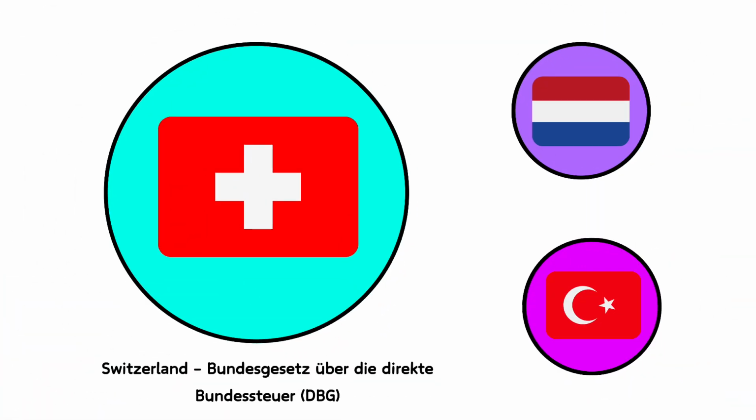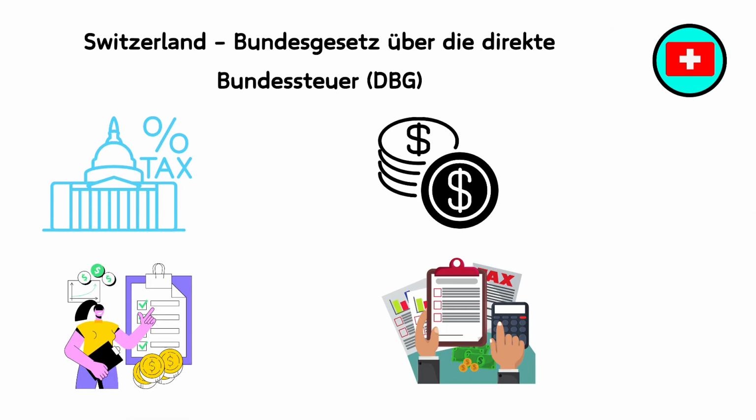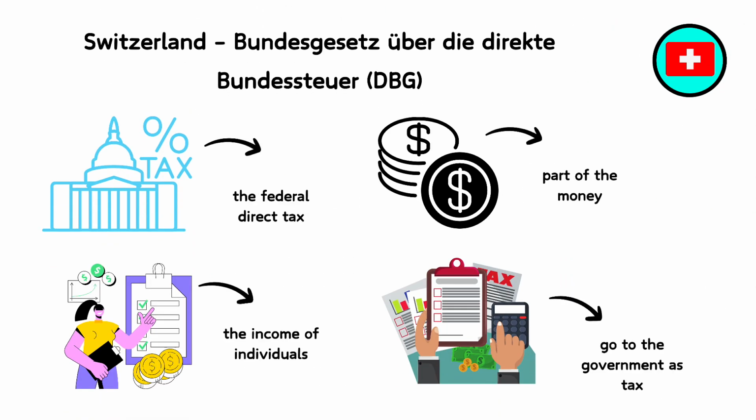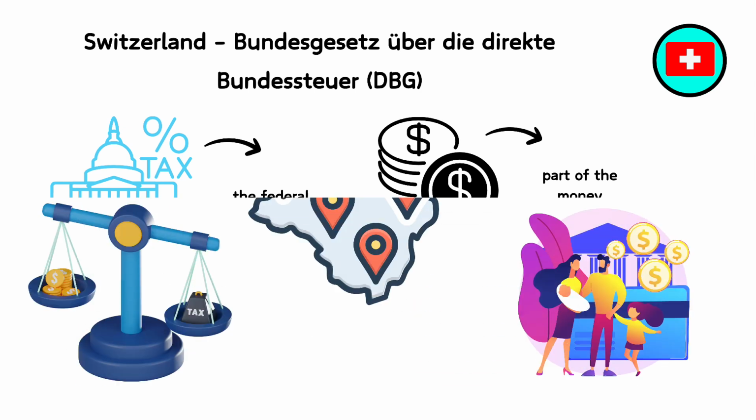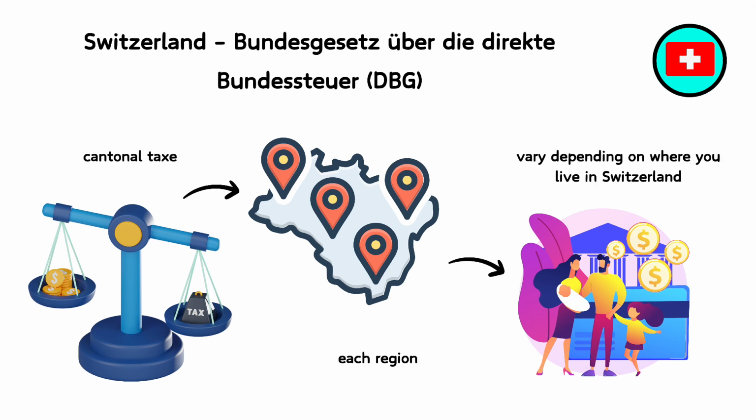Switzerland, Bundesgesetz über die direkte Bundessteuer, DBG. Switzerland's DBG is about the federal direct tax, which mainly applies to the income of individuals. This law says that part of the money you earn from your job or other sources should go to the government as tax. Switzerland is unique because it also has cantonal taxes, which are decided by each region, so the total tax you pay can vary depending on where you live in Switzerland.